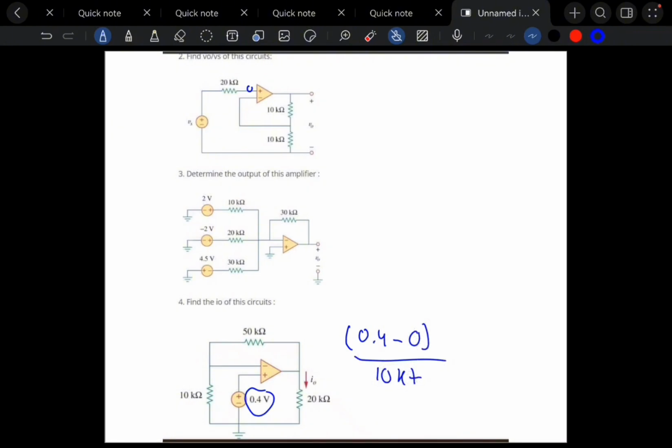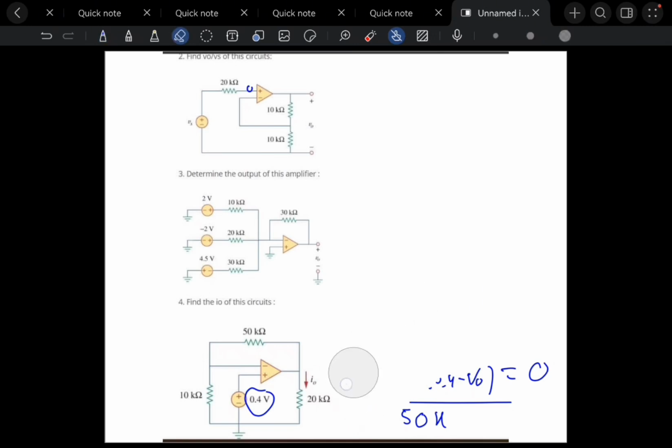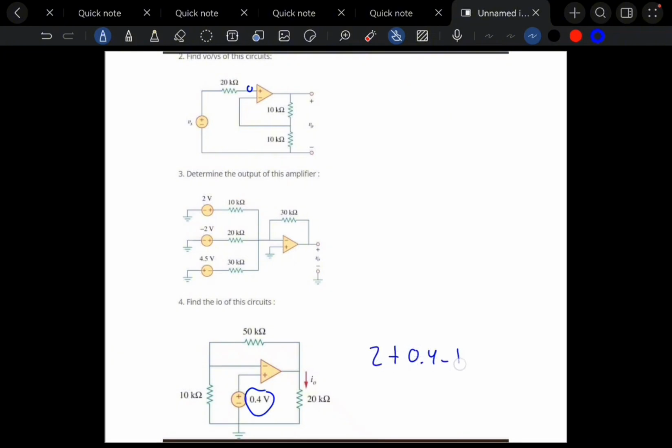plus (0 minus V0) over 50k equals 0. It gives 2 plus 0.4 divided by 0 minus... so V0 equals 2.4.